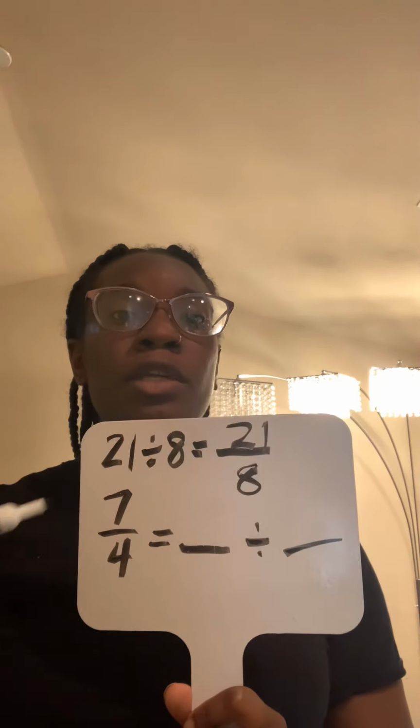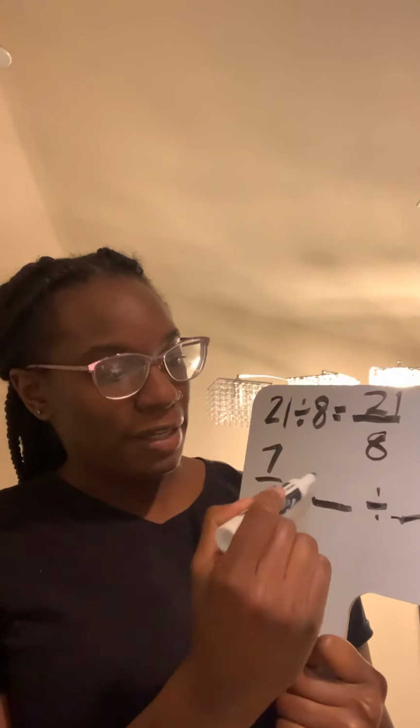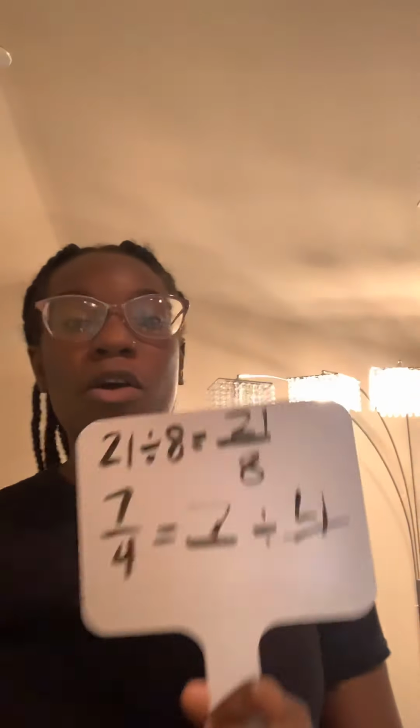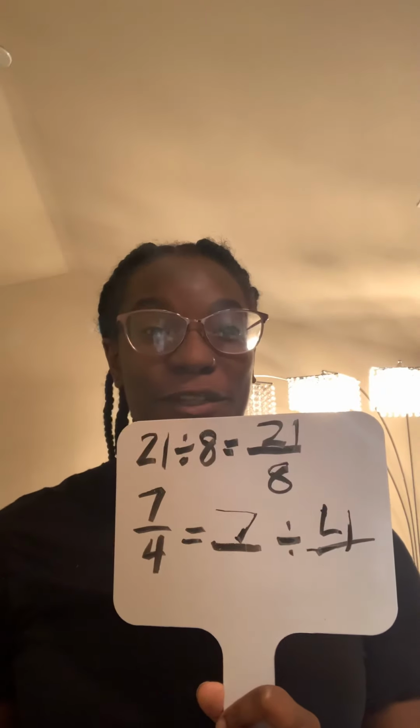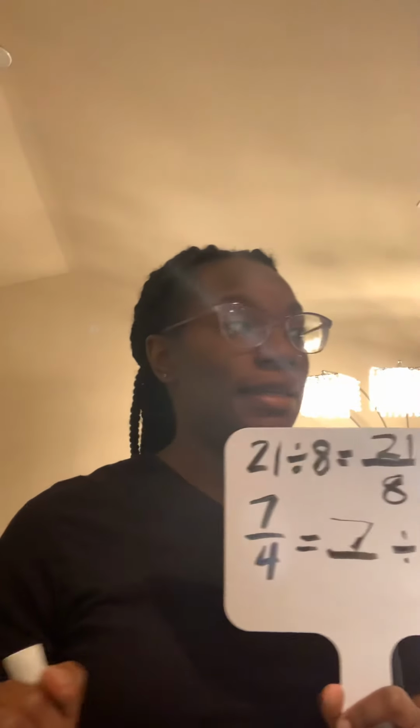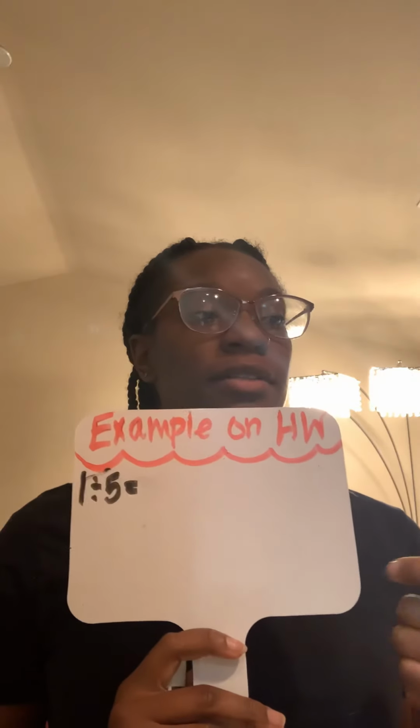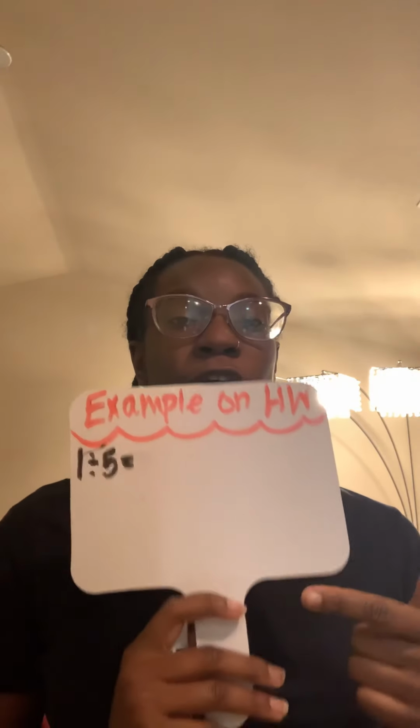All right? So now with this 7 divided by 4, we're going to complete the expression by filling in the division problem. Since I've already stated it's 7 divided by 4, we know that our 7 will go on our first line, and our 4 will go on the second line, completing our expression. So this is an introduction to what we'll be working with today. So this first example is going to be on your homework.